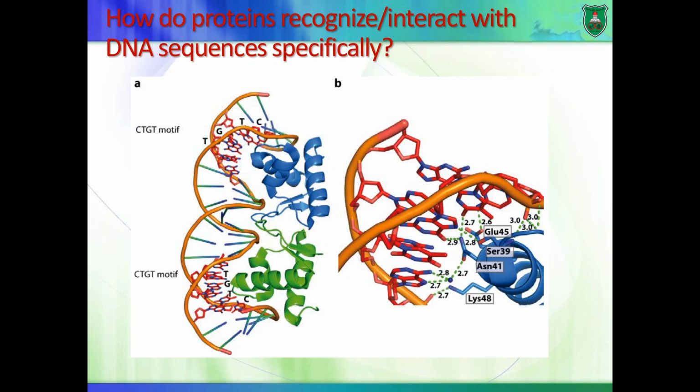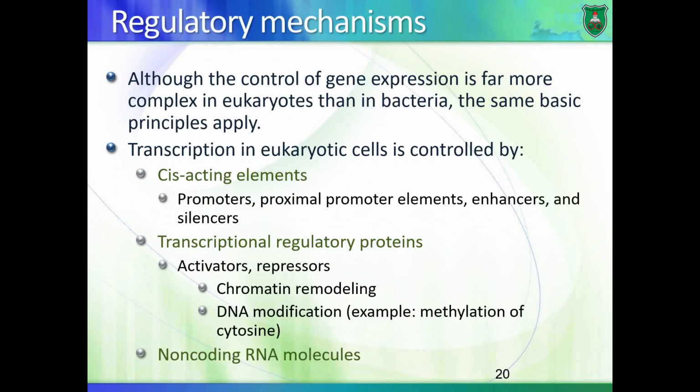So you have amino acids in proteins, and you have the nitrogenous bases in the DNA in a certain sequence for both of them, certain sequence of amino acids, certain sequence of bases in the DNA, and that's how they specifically interact with each other via non-covalent interactions. So there are different mechanisms and diverse mechanisms in eukaryotic systems. So it's more complex, but the same basic principles apply, except that, well, there are exceptions.